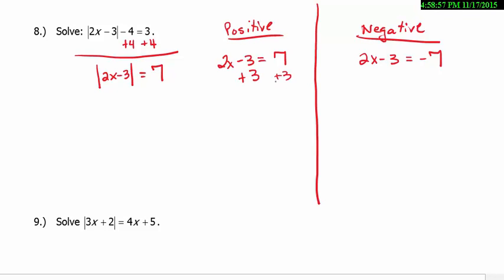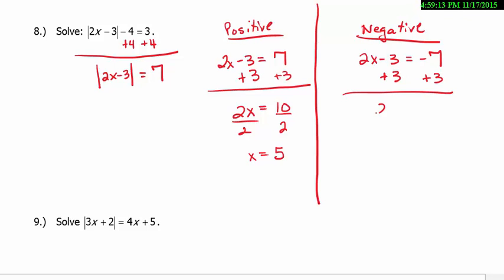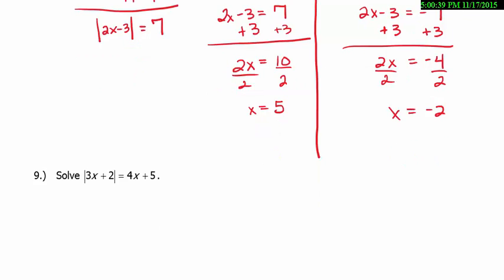Use the inverse operations. You're going to have 2x equals 10. Okay, and undo the multiplication with division. So x is equal to 5. On the other side, or the negative case, let's add the 3 to both sides. What we get is 2x equals negative 4. Now you can see where the difference is coming in, where you're going to get a second solution, and you're going to get x equals negative 2.